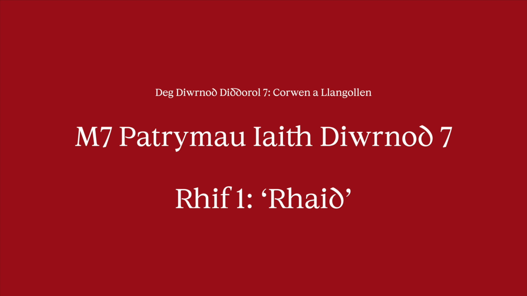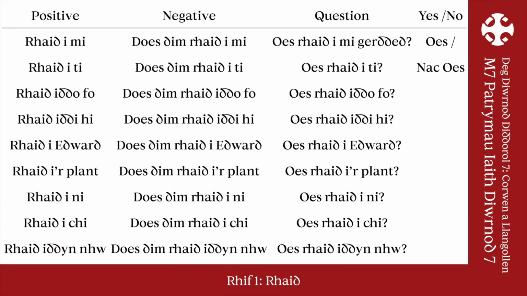Rhif un. Rhaid. Must. Rhaid is a form of bod, to be, where you must be doing something. It's different to a command where you are instructing someone to do something. Rhaid i mi gerdded. Does dim rhaid i mi gerdded. Oes rhaid i mi gerdded?